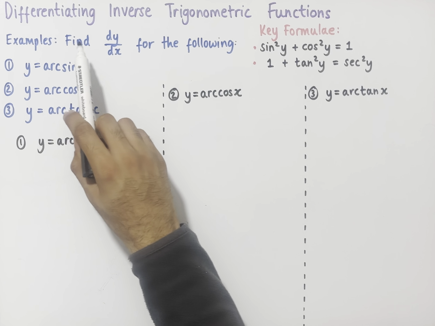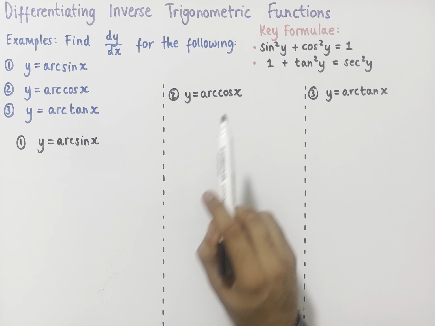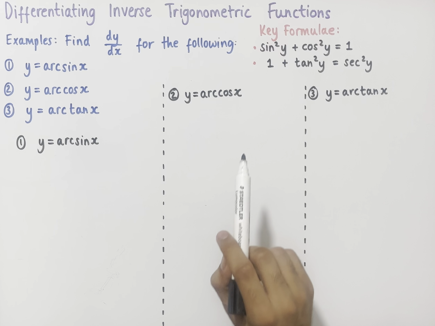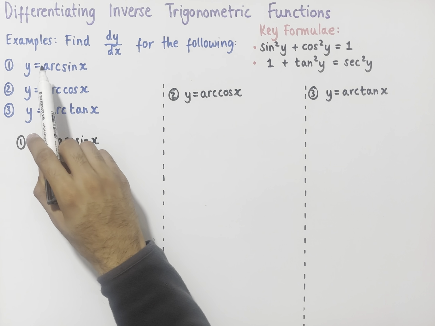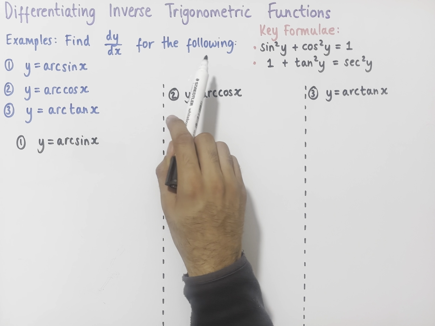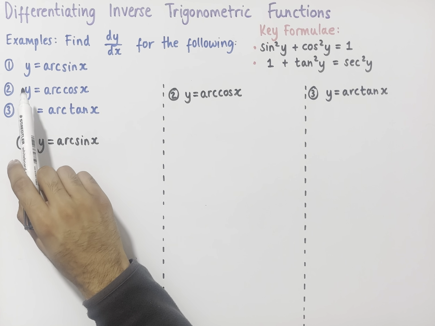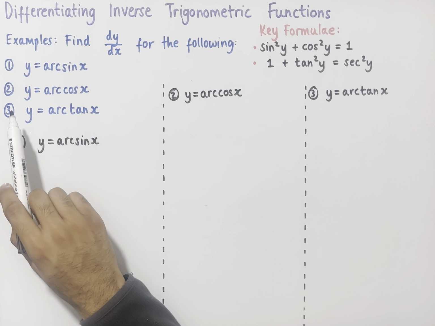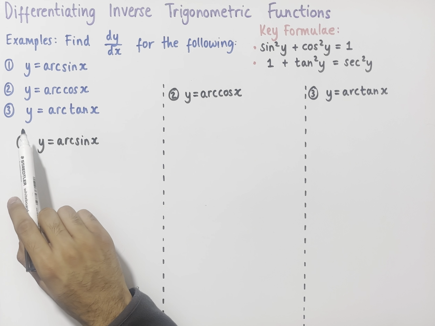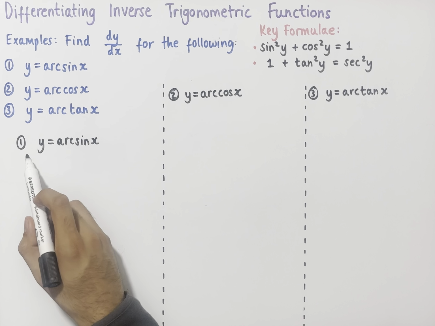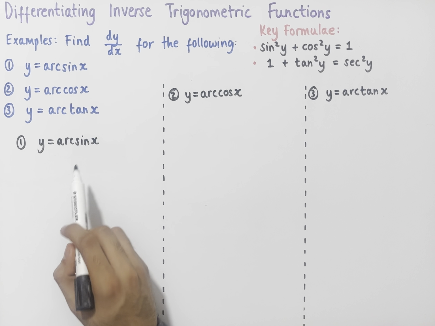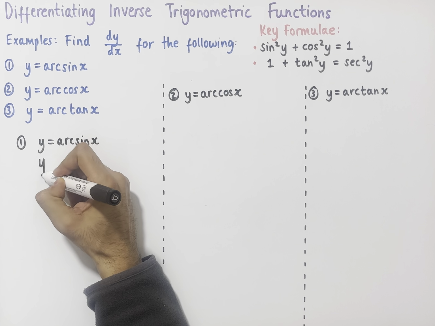Let's look at differentiating inverse trigonometric functions. These are some key formulae that we will be using in the questions we look at. So the examples say find dy over dx for the following. Well, the first example is y equals arcsin x, the second one is y equals arccos x, and the third one is y equals arctan x.